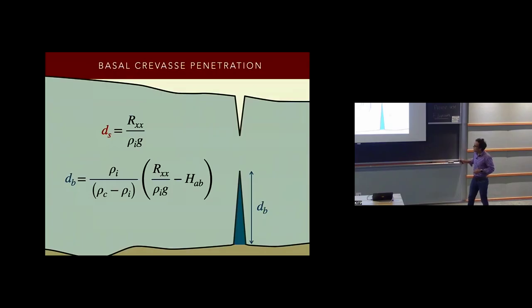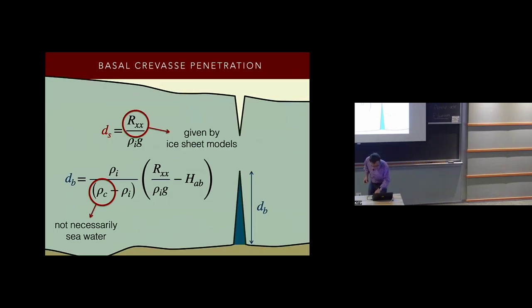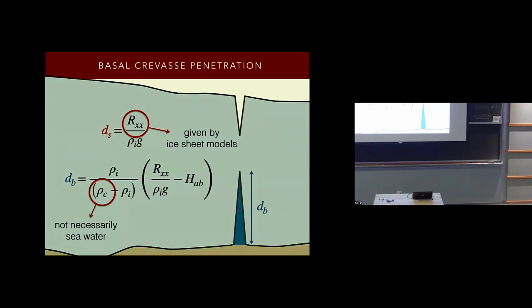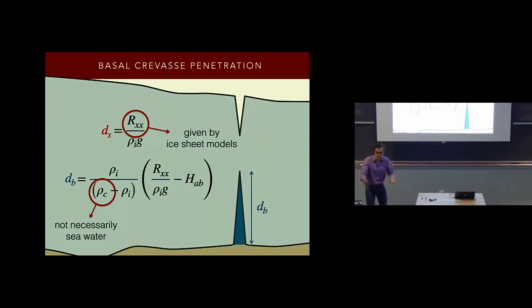You can do the same for the basal crevasse. It's a little more complicated now because you have water in the basal crevasse, and the water might not be seawater, so this is the density of the water in the crevasse here. It might be fresh or something in between, right? But otherwise it takes kind of the same form. Now, what's nice here is that R_xx is typically produced as a standard output for ice sheet models, and you can just put it into this relation, and then you can calculate your crevasse, and you can predict whether there's going to be calving or not. So that's great, right?